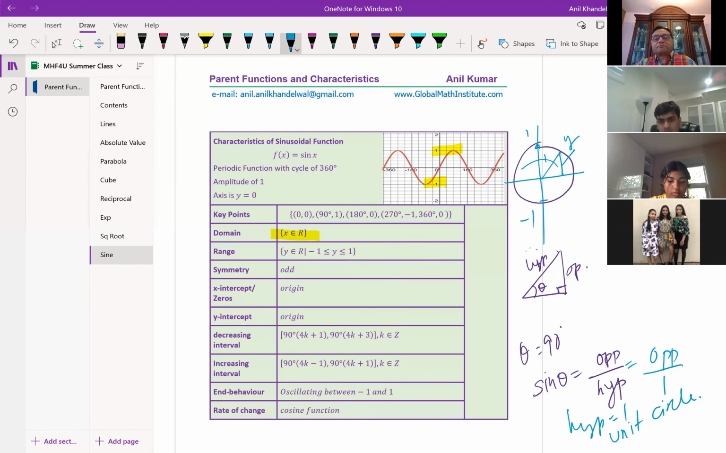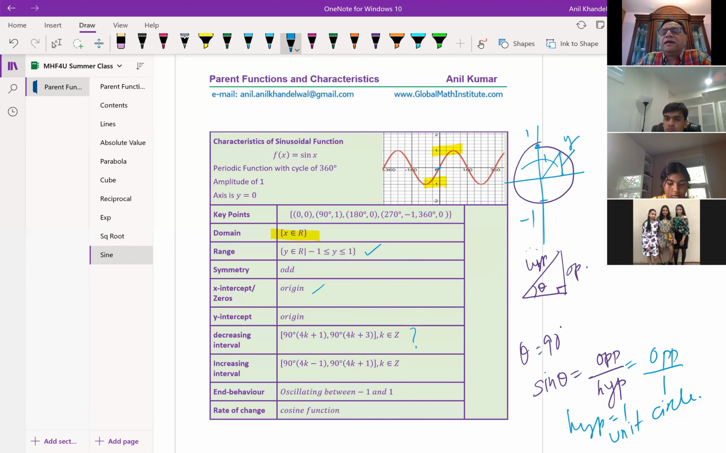Correct? So the range is restricted from minus 1 to plus 1. It goes through the origin. This is very important. X and y intercepts both are at origin. And this is something which we'll understand later. I'll get back to this.